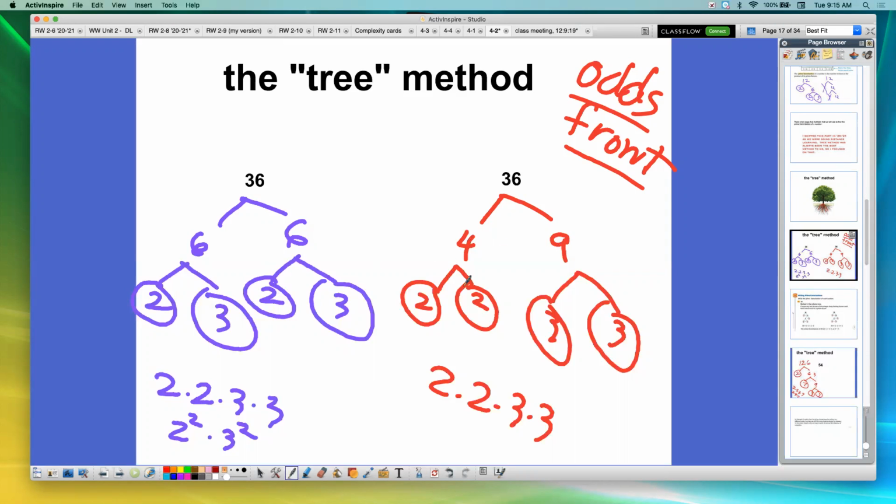And from 4, I would go and get 2 times 2. And from 9, I would get 3 times 3. I would have circled all those because they're prime numbers. Remember, I'm only circling a prime number. And I have 2 times 2 times 3 times 3.